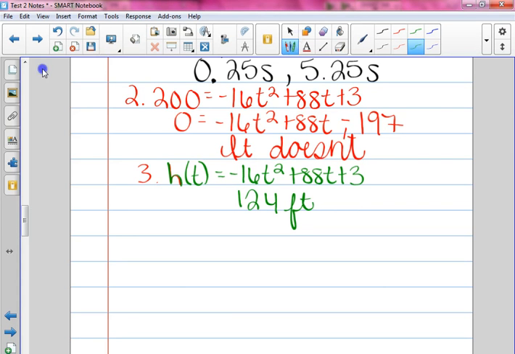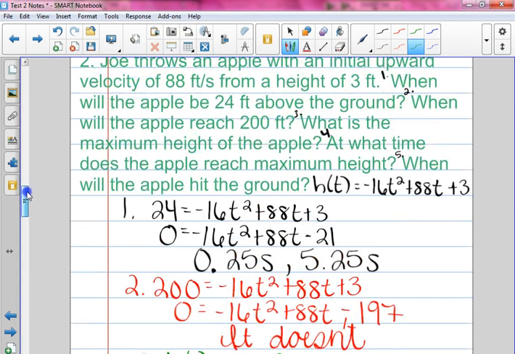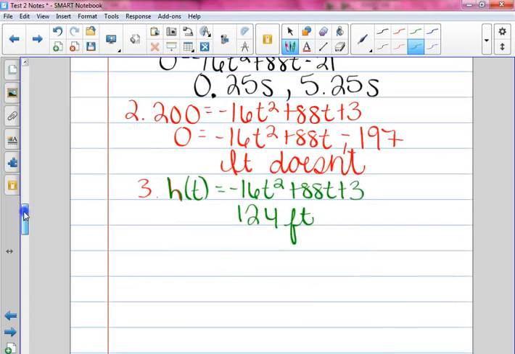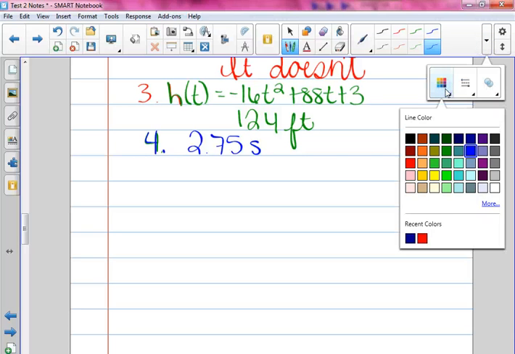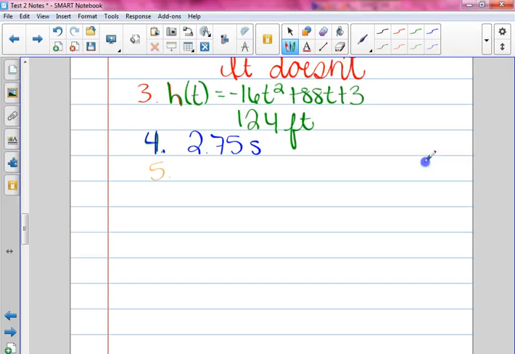All right, and then it wants to know at what time the apple reaches the maximum height. Question 4 is at what time? And the time was 2.75 seconds. And my last question is, when does the apple hit the ground? Question 5 is, when does it hit the ground? Well, if it hits the ground, then your final height is 0 because you're chilling on the ground, so your height is 0.